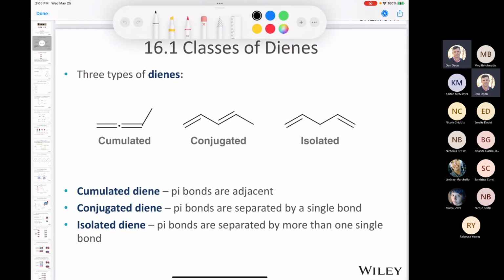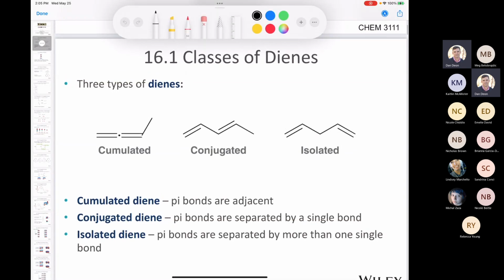Everybody knows that when you see the suffix "ene" in an organic compound, it means that you've got an alkene or a double bond. Well, if you have a diene, it means you've got two double bonds. And there's three classes or types of dienes: cumulated, conjugated, and isolated. The ones that we're most interested in chapter 16 are the conjugated ones. However, you need to know the definitions of all three types.